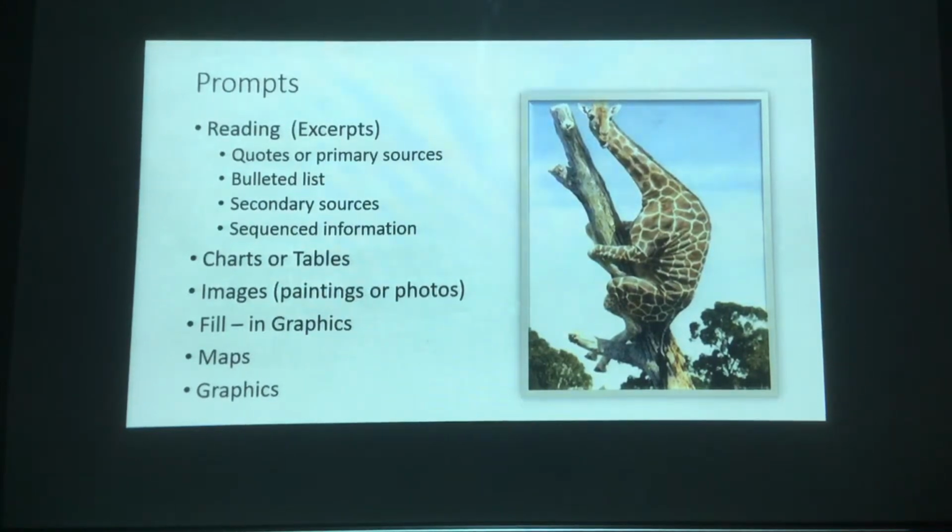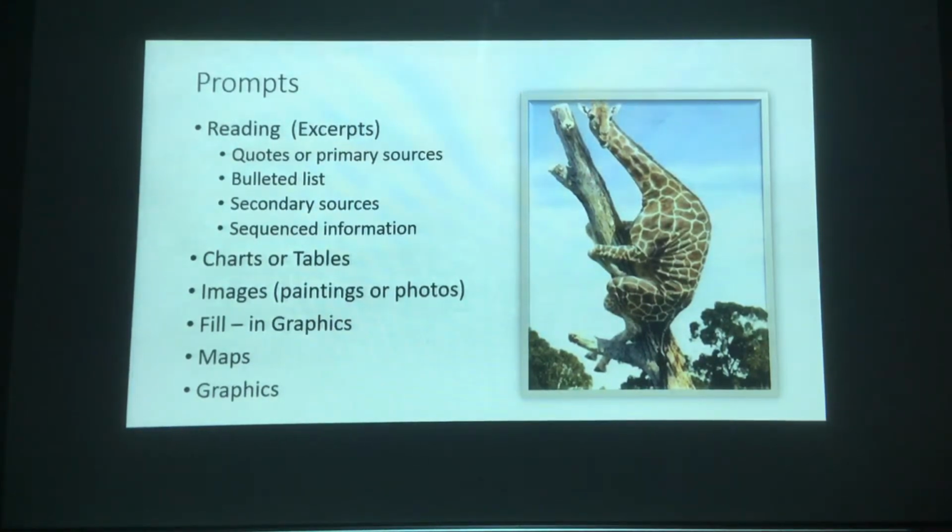So there are several different kinds of prompts. Sometimes there'll be a reading, an excerpt, a quote or a primary source, a bulleted list like we saw about the Roaring Twenties. Sometimes it'll be secondary sources, people who weren't actually there but who are writing information about a historical event. Sometimes it'll be sequenced information like a timeline.